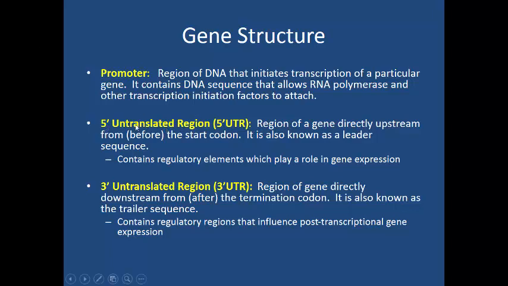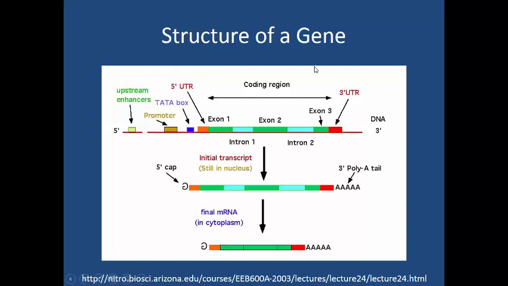We also talked about the 5' untranslated region, also called the 5' UTR. This is the region of a gene directly upstream from, or before, the start codon in the coding region. It's also known as the leader sequence. And it contains regulatory elements which also play a role in gene expression. And this is showing you the 5' UTR right before the start codon there.